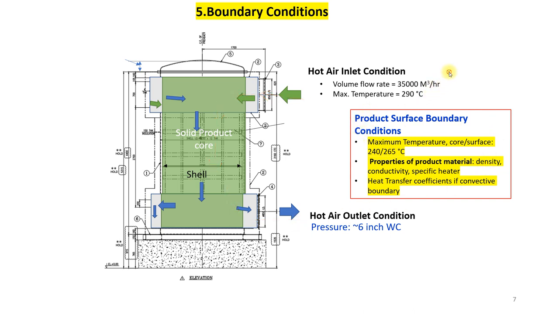From the modeling point of view, you require a volume flow rate. You may require temperature. From the heat transfer point of view, you may require density, conductivity, specific heat, and heat transfer coefficient of the surroundings, and you may require a pressure drop at the outlet. If it is given, then you can use it. Otherwise, we can simulate based on the flow rate, considering atmospheric pressure as the reference pressure.